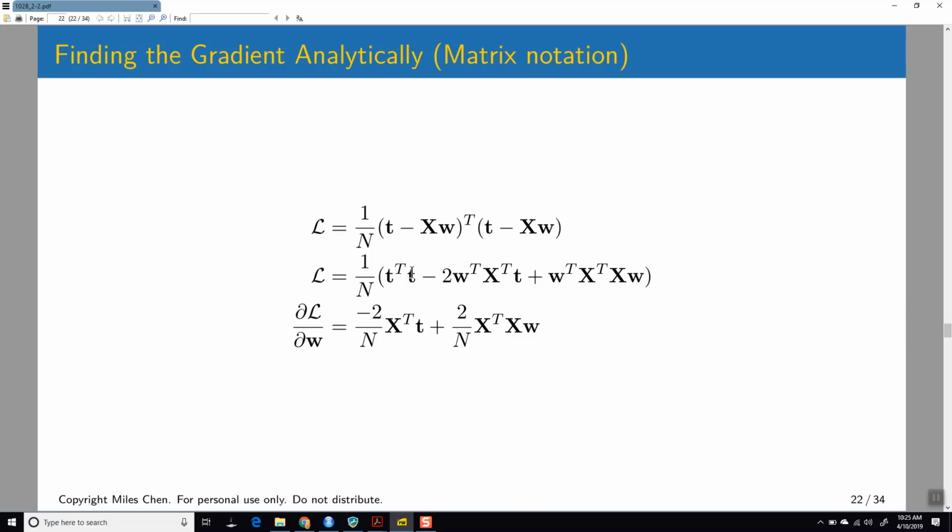And so there's no w term here, so that drops out. 2w transpose x transpose t, or negative 2w, this becomes negative 2 x transpose t. Okay, and if we distribute the 1 over n, and then w transpose x transpose xw with respect to w becomes 2 x transpose xw, okay? And then you again distribute the 1 over n. So this is just the gradient applied right here.